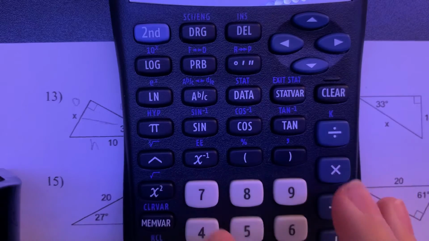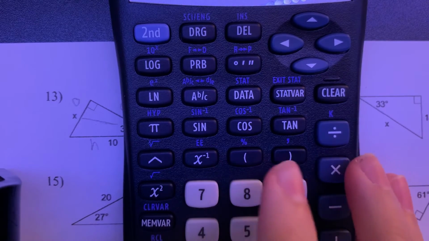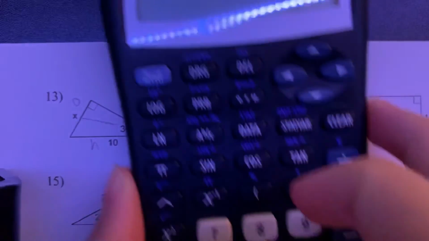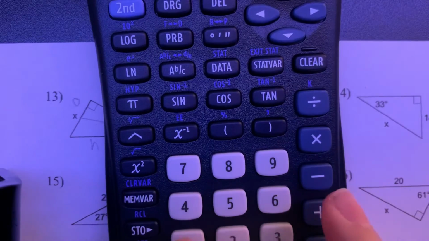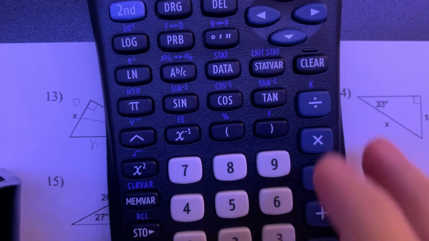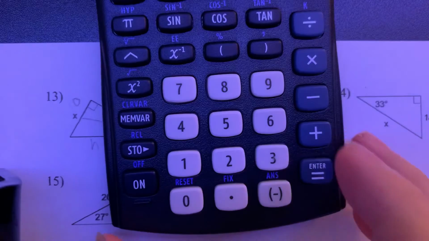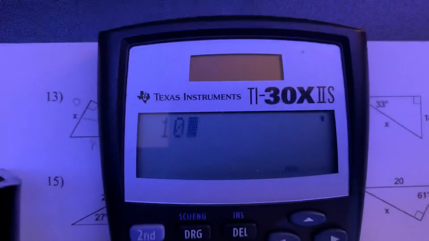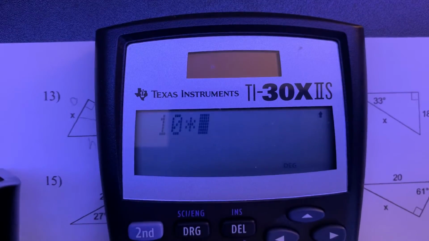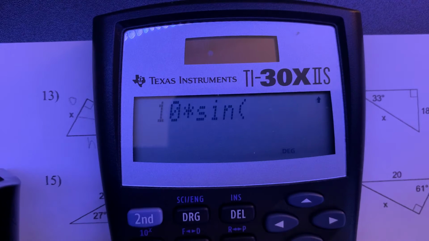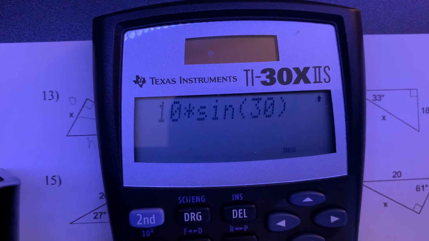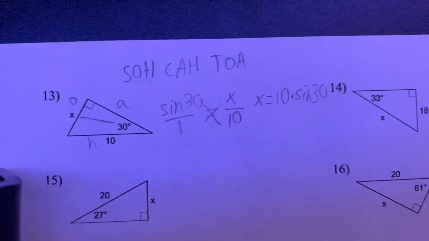Alright, so here we have our three trig ratios, sine, cosine, and tangent. We're going to do 10. Sorry if you can't see that, I don't have a very big area. 10 times sine of 30. Close that. What do we get? We get 5. And that is our x.